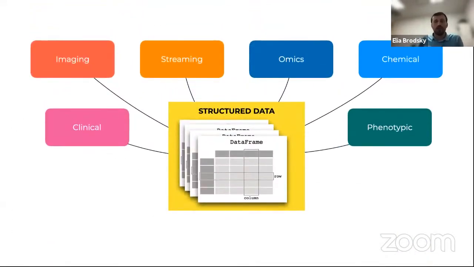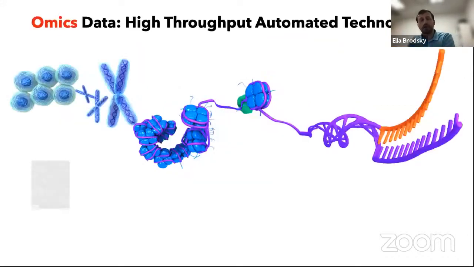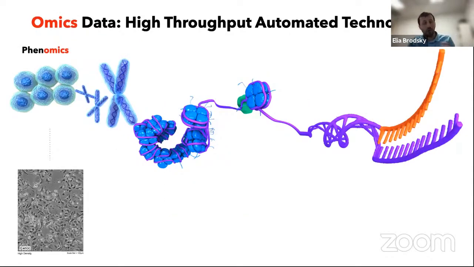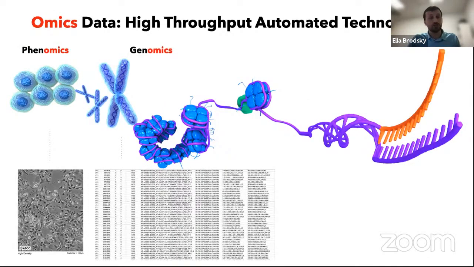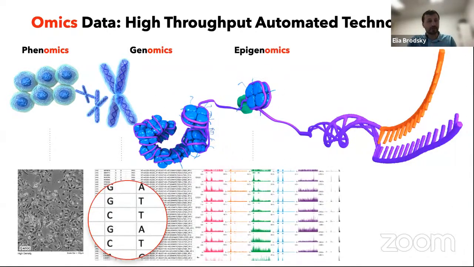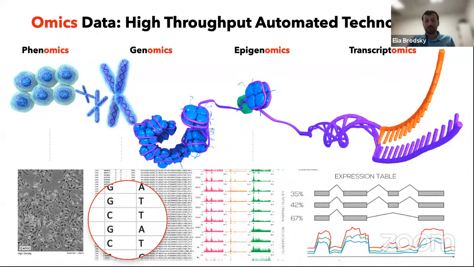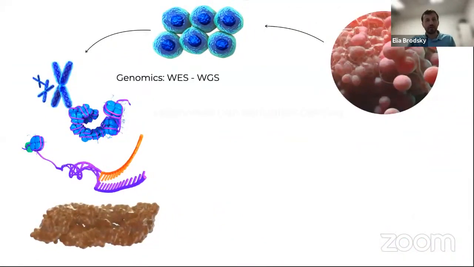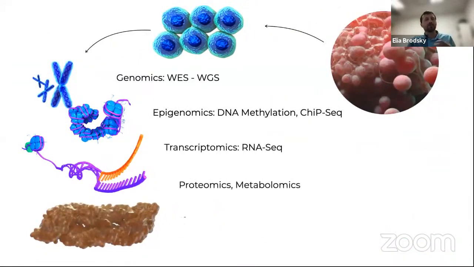First of all, data could be of many different types. It could be imaging data, clinical data, streaming data, omics data, chemical, phenotypic. There are really many different types of data. But for all of them, one of the first challenges is to create structured data that you can actually work with. To do that, the first thing we will talk about is how to take these different types of omics data, including phenomics, phenotypic data, genomics, variant data, epigenomics, different types of histone modifications, DNA methylation, transcriptomic data, gene expression, and things like that, and how to take that information and start processing it, creating structured tables.